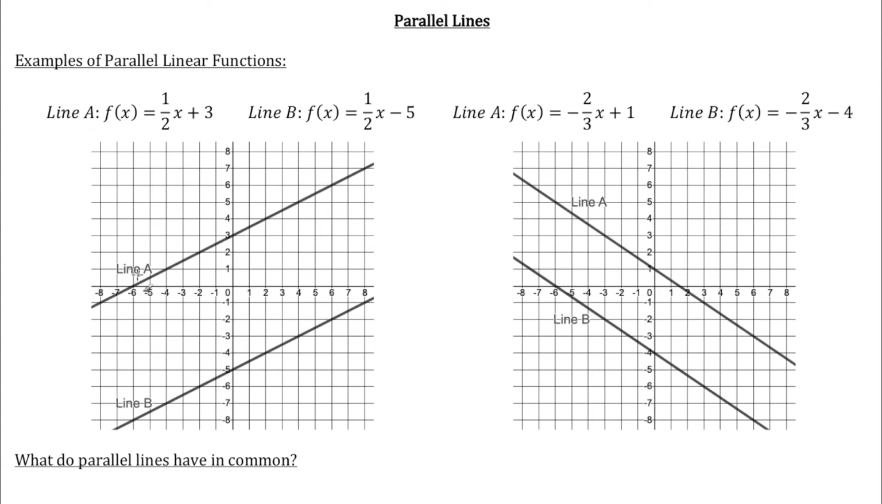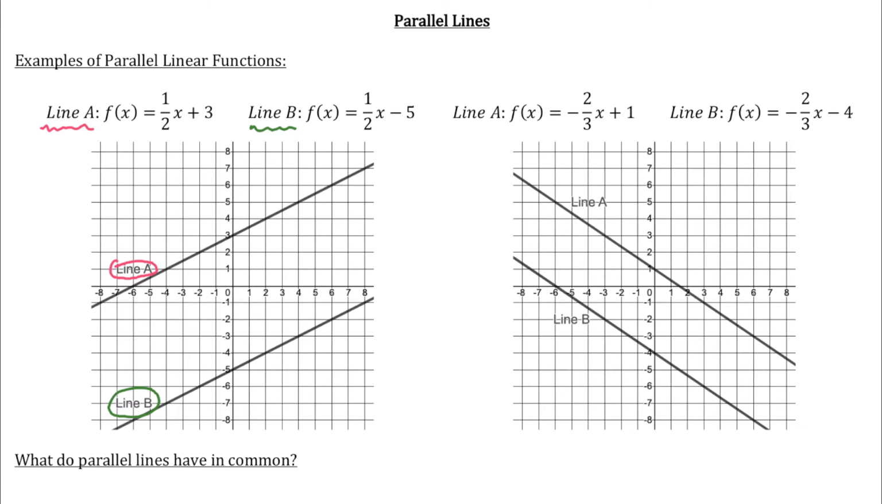So this is line A right here, and then we'll put line B. Line A is 1 over 2x plus 3. And line B is f of x equals 1/2 x minus 5. Parallel lines. So this is a pair of parallel lines.